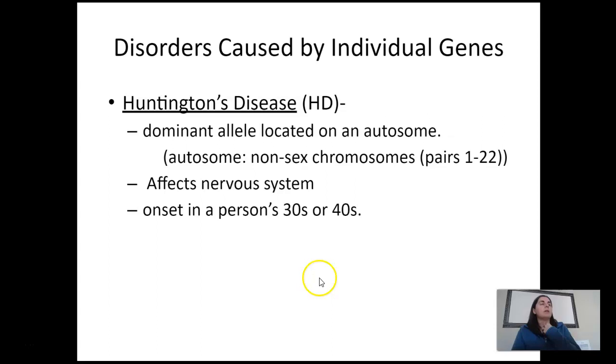The next disorder is Huntington's disease, which we are going to abbreviate with HD. This one is a dominant allele located on an autosome, which is not your sex chromosomes. It's the other 22 pairs, pairs 1 through 22. This affects the nervous system. It typically has an onset in a person's 30s or 40s, so you don't typically know you have it until you're older. So when you're younger, you're fine. You can know if you've got a family history of it, though, and can expect to see it at some point, maybe.